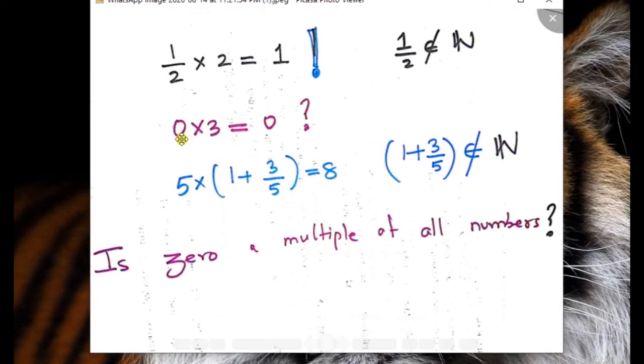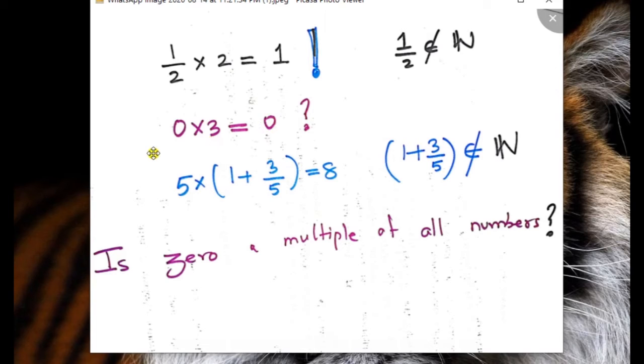And one more thing: 0 multiplied by 3 is equal to 0. Can we consider this a multiple? Yes, we can consider 0 a multiple of every number, but there is a contradiction that we might see. We consider 0 an even number, but 3 is not an even number, it is an odd number. So how come this 0, an even number, is a multiple, how come this even number has a factor that is an odd number, right?